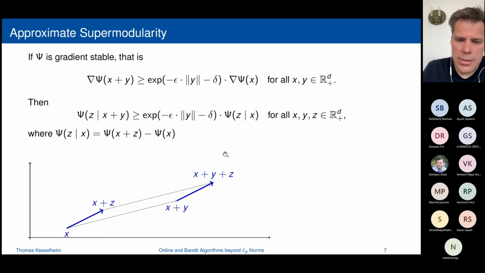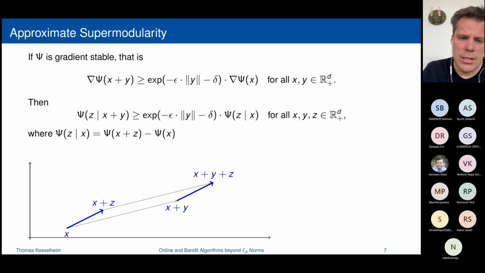We call this approximate supermodularity because it looks very much like supermodularity of set functions: if you add more to where you're starting, then the increase should only be larger. Which, by the way, is a little surprising, because your function is actually convex, so you would rather think of it as being kind of submodular. But because we have this gradient stability, we also have this property. And this is exactly what we can use in order to analyze the smooth greedy algorithm.